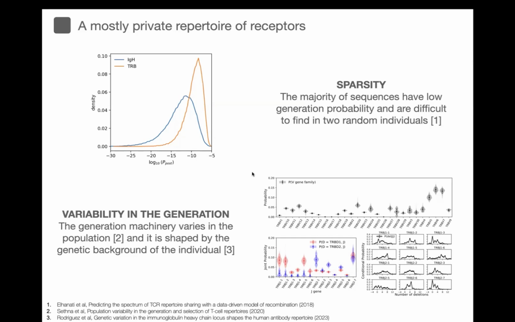And not only that, but if we look at a cohort of individuals and infer models of VDJ recombination and selection, we see that there is variability in the generation itself. So the mechanism of VDJ recombination varies across individuals. And many people in this community have also been working on trying to find a relationship from that to the genetic background of an individual.